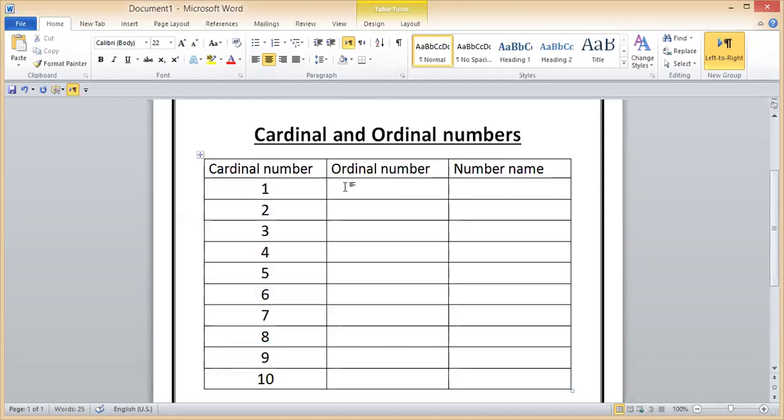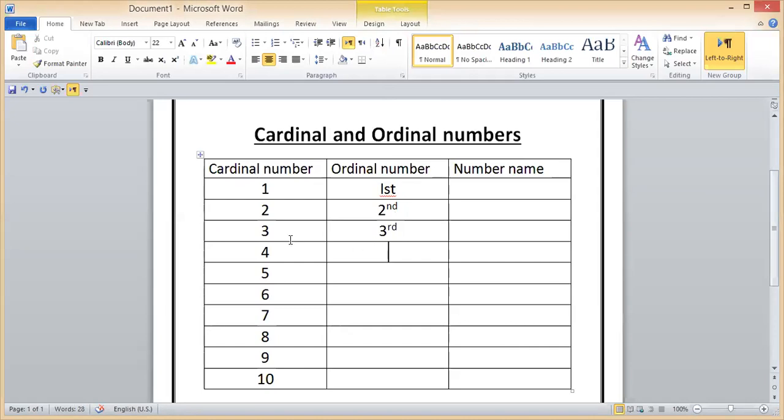Now, what is the ordinal number of 1? The ordinal number of 1 is first. And what is the ordinal number of 2? It is 2nd, second. What is the ordinal number of 3? Yes, guys, can you tell me what is the ordinal number of 3? Very good.